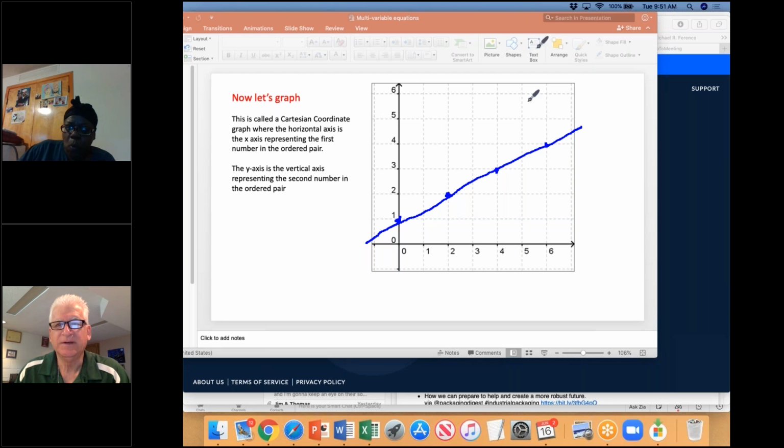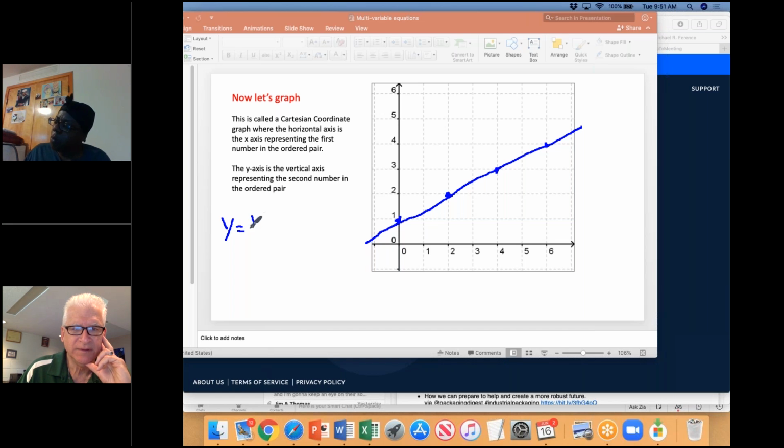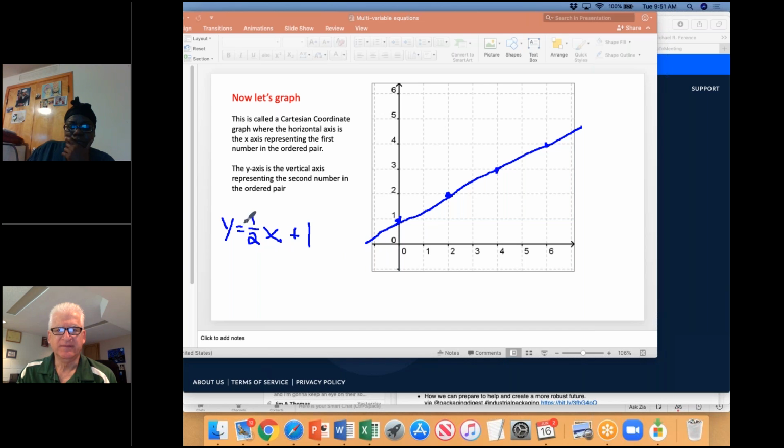So if I go back to the previous problem, what we're showing here is a graph of the equation y equals 1/2 x plus 1. So this graph is a graph of this equation. Whatever x I put in there, I get the value of y that is 1/2 x plus 1. So anywhere along this line, if I plug in any of these numbers, I'm going to get whatever answer I get when I plug that x into this equation.